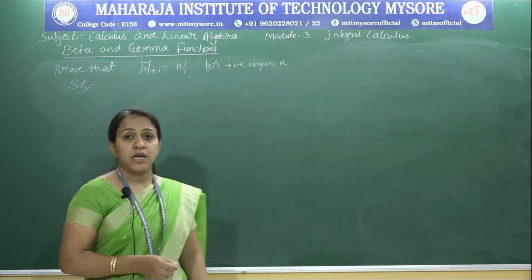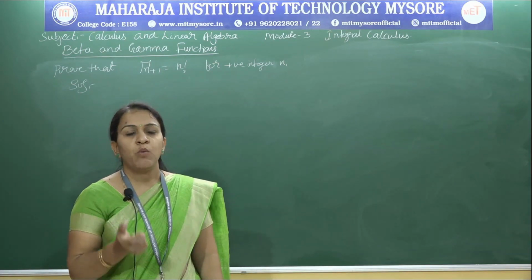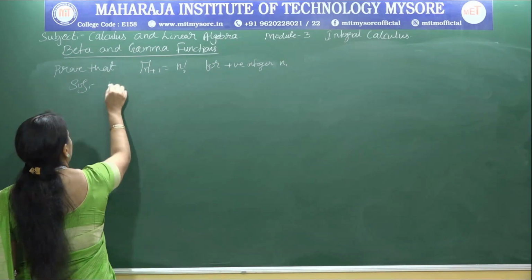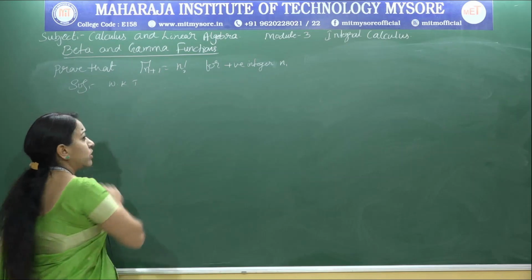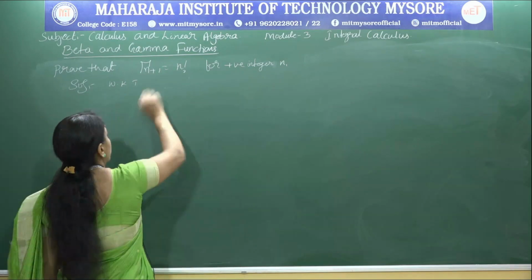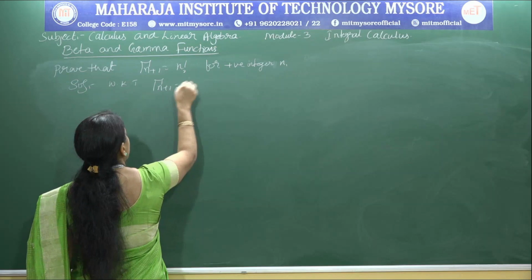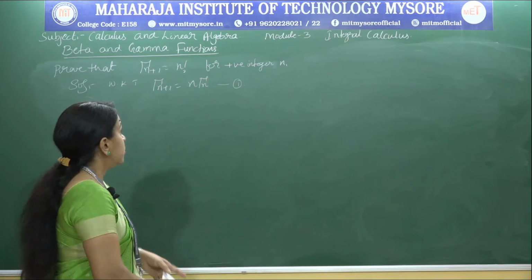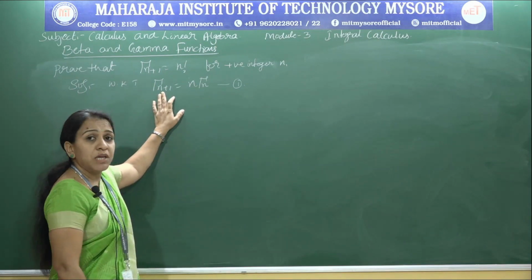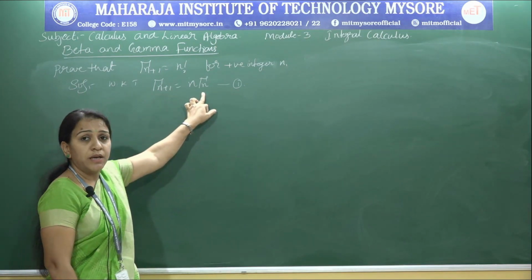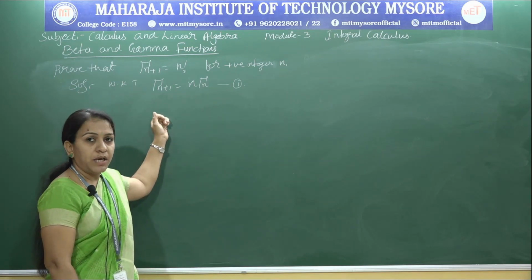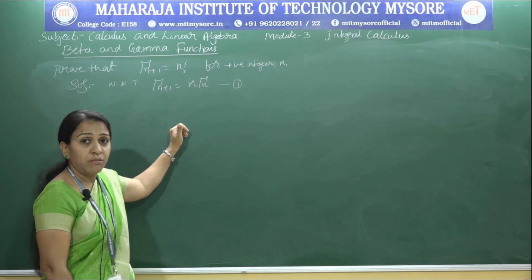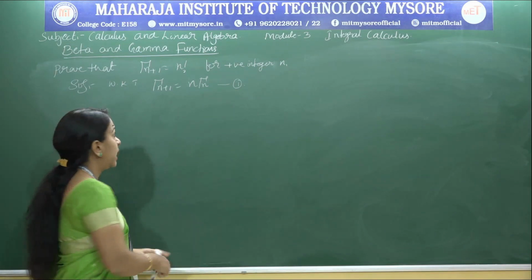So using the previous result, that is the second property, what we proved, gamma n plus 1 is n into gamma n, right. Using that I can obtain this. We know that gamma n plus 1 is n into gamma n. I call it equation 1. So if I am able to write gamma n plus 1 as n into gamma n, then what is our gamma n in terms of gamma n minus 1, or what is gamma n minus 1, n minus 2, let me find that.